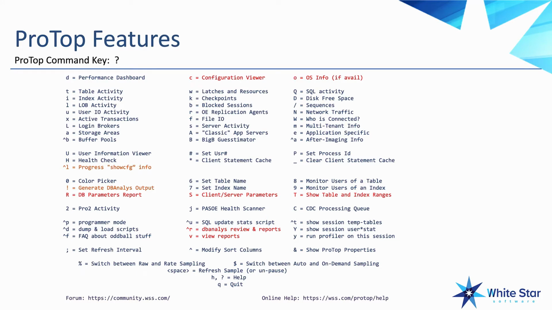The features that we're going to talk about today are the configuration viewer, the OS info, client server parameters, showing the table and index ranges, the view reports option with the database analysis review and reports, as well as the database parameters report. We're not going to cover the show config info because that would have to show real licenses, and for some reason that just doesn't seem like a good idea. And generating database analysis output takes a little bit of time, so we're going to skip over that. We're going to assume that's already been done.